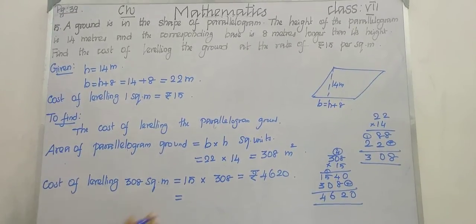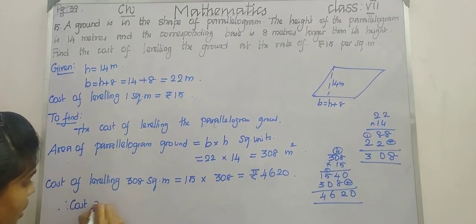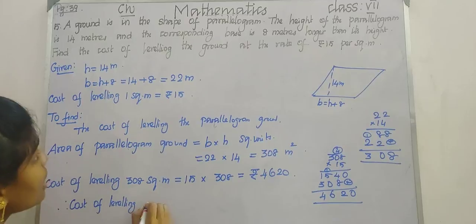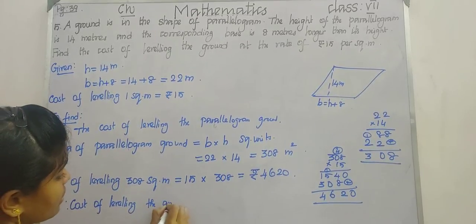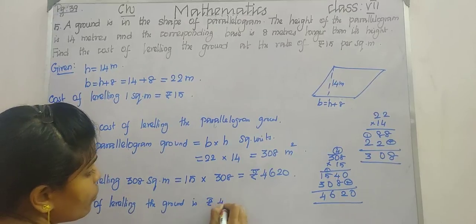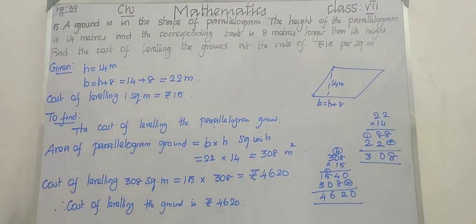Therefore, the cost of leveling the ground is rupees 4620. Okay, children, is it clear?